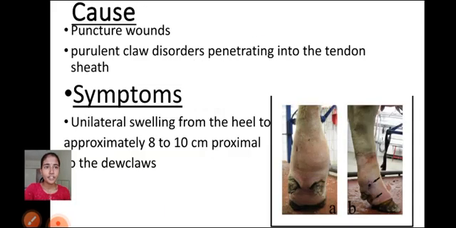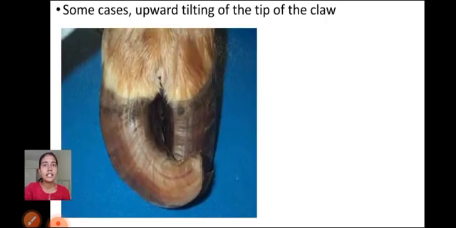Causes: puncture wounds, purulent claw disorders penetrating into the tendon sheath. Then symptoms we can see here: the unilateral swelling of the heel approximately 8 to 10 cm proximal to the dew claw. Then in some cases the upward tilting of the tip of the claw. We can see here the tilting of the tip of the claw.